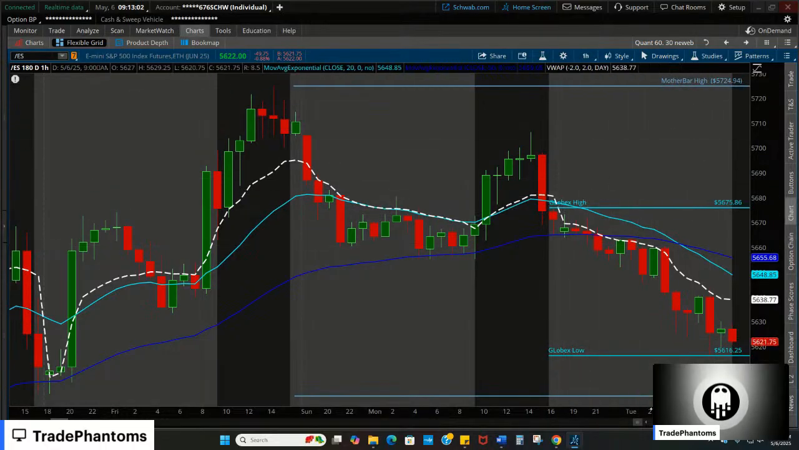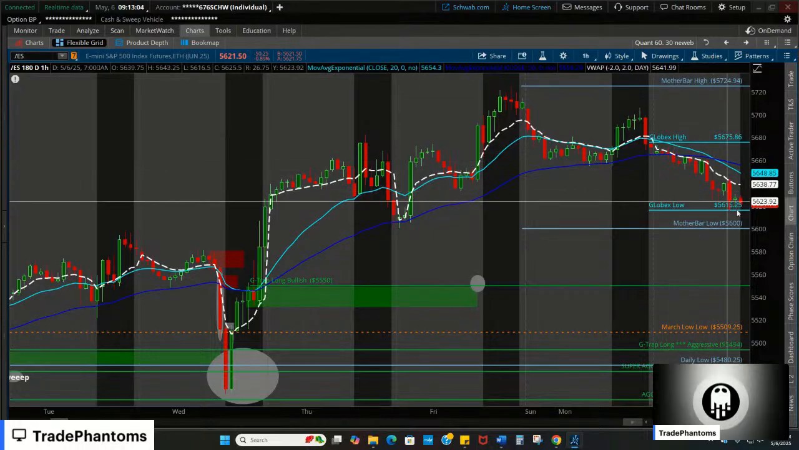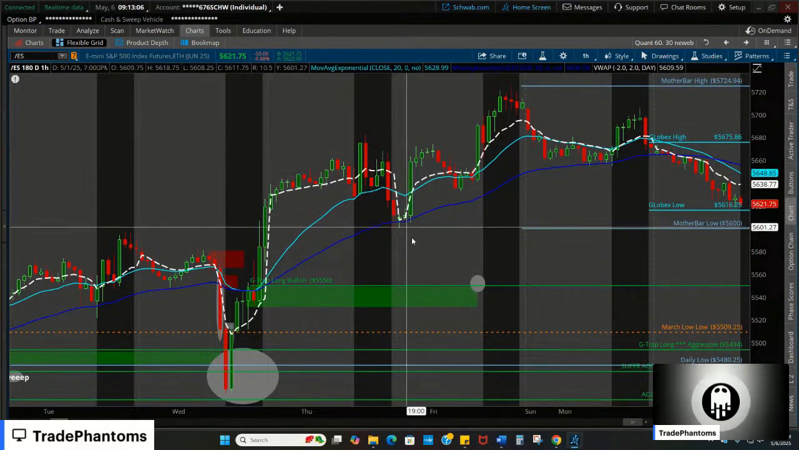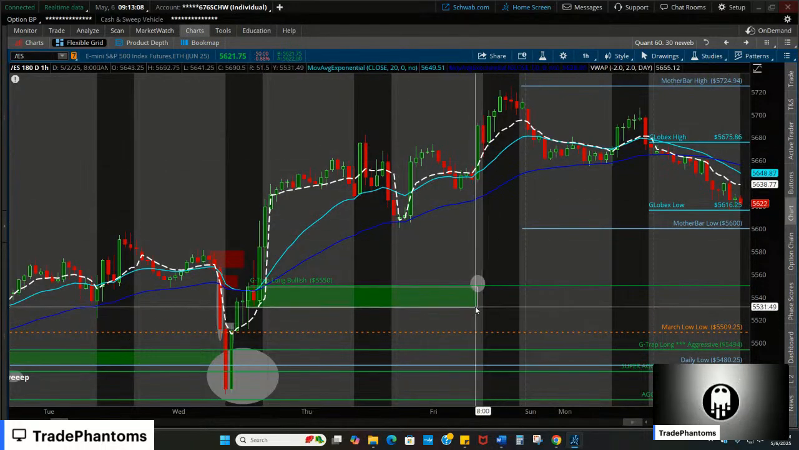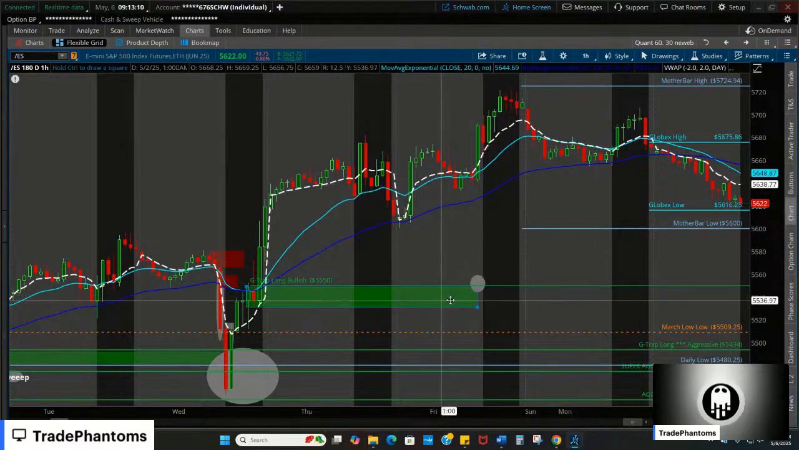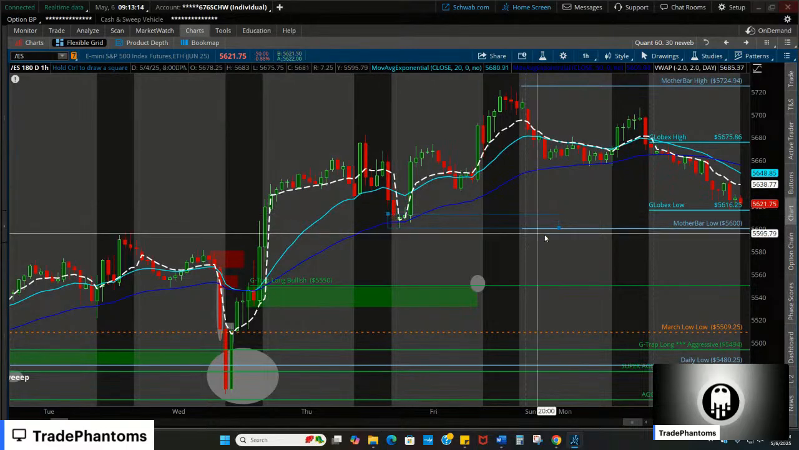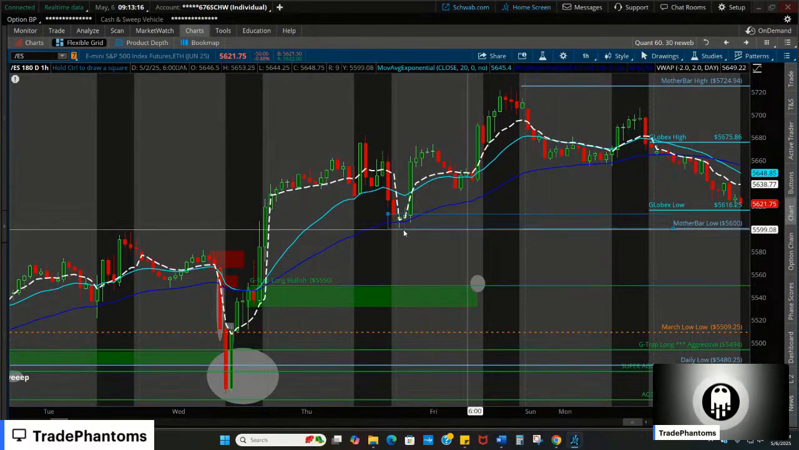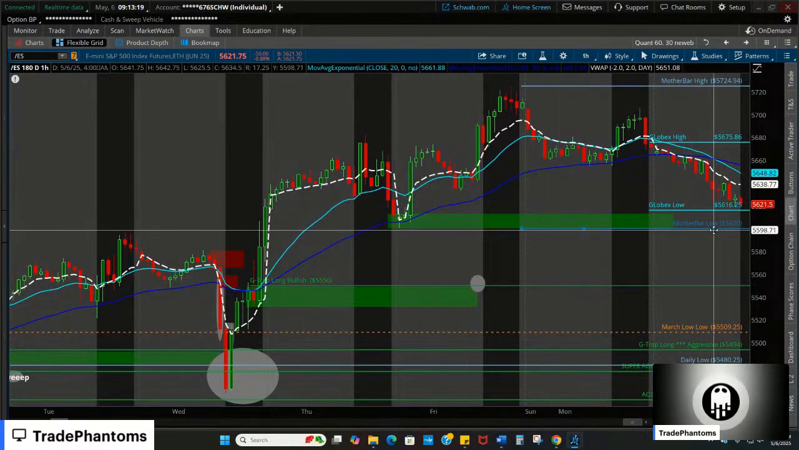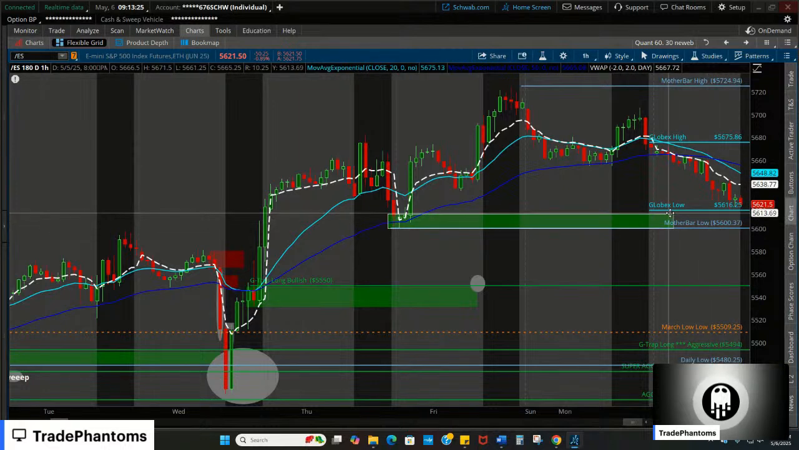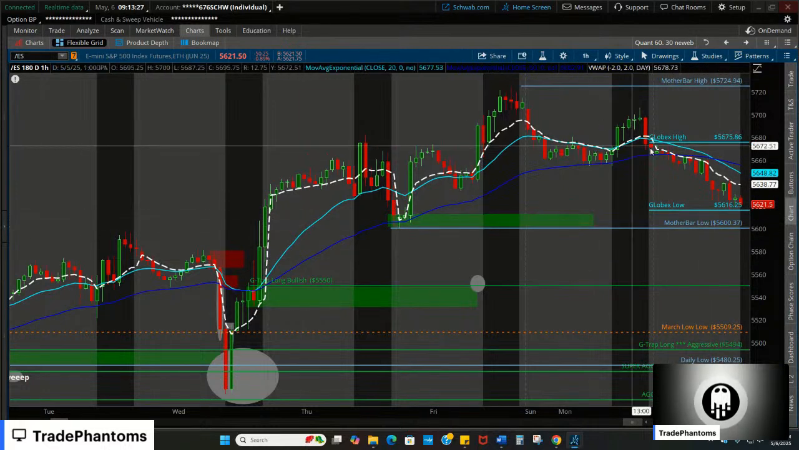Again, 1 hour time frame of the S&P futures. Just so you can see, we're kind of grinding down. We are coming into a level of demand, albeit this is not the greatest level of demand. However, it's demand nonetheless. And that is the mother bar low that we just spoke about, right? That's that Friday low. Okay, that's kind of holding this upper range here.